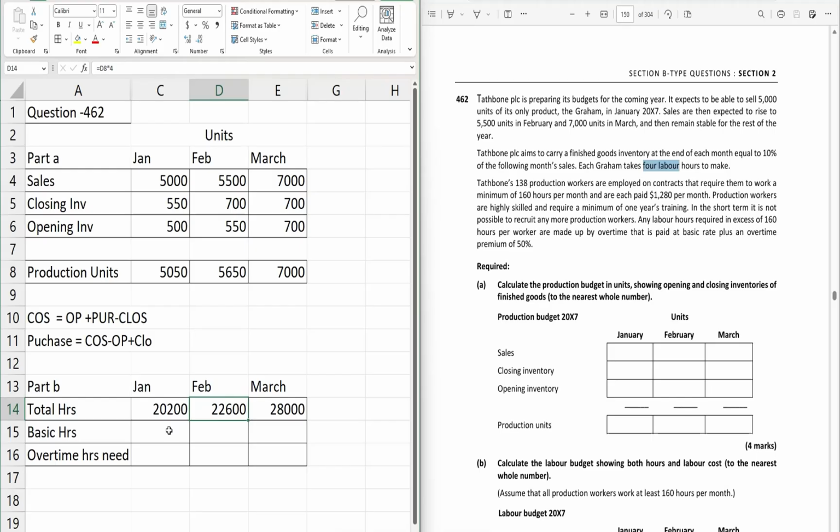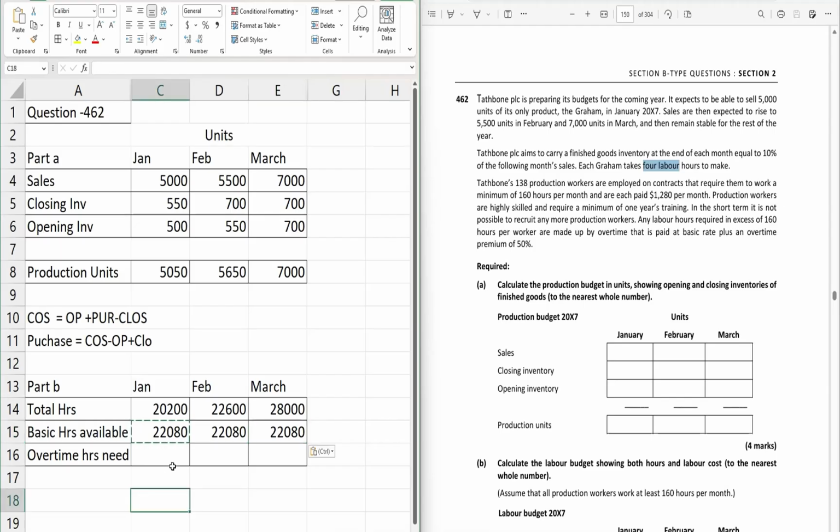Now basic hours, as the question said, labor will only work for 160 hours, right? Here you can see, for 160, how much are they being paid? They are being paid 1280. Okay, the question is asking basic hours available, meaning how many hours are available. So we have only 138 production labor and they can only work a minimum of 160, so that means 22,080, and it will be the same for each month, because the question has not mentioned anything about each month.